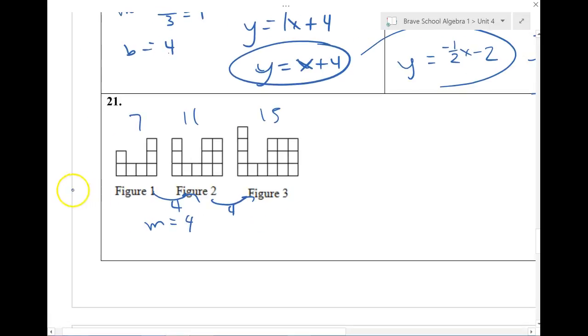Okay, so 4, and then figure 0. We're going by 4, so that means the number before has to be 3, and that's our starting point, because figure 0 is our starting point. y equals 4x plus 3.